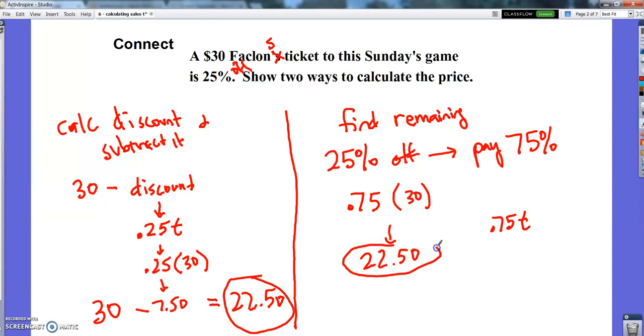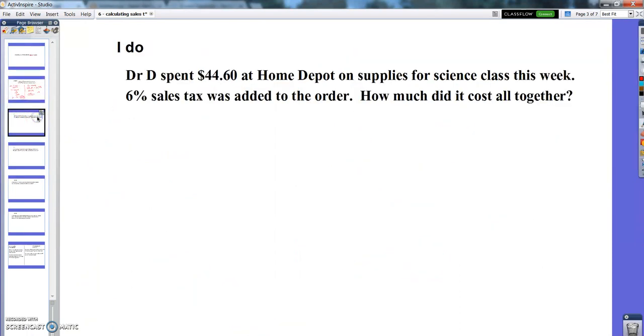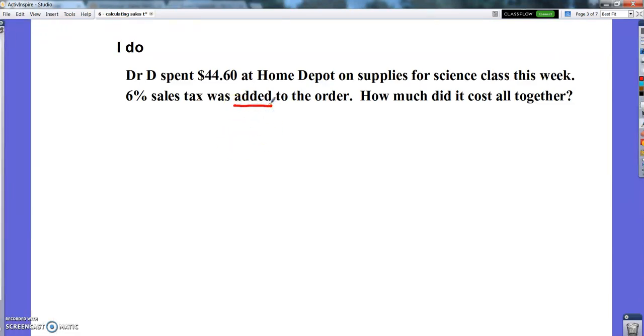And we're going to have the same 2 strategies today, but we're going to calculate price increases, which are a little different. So let's start this. Dr. D spent $44 at Home Depot on supplies for science class this week. 6% sales tax was added to the order. How much did it cost altogether?